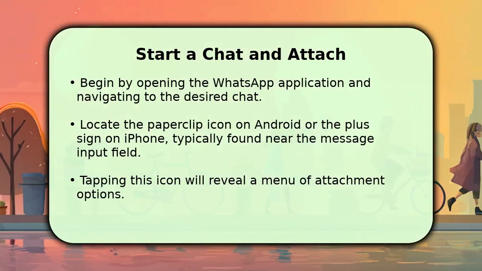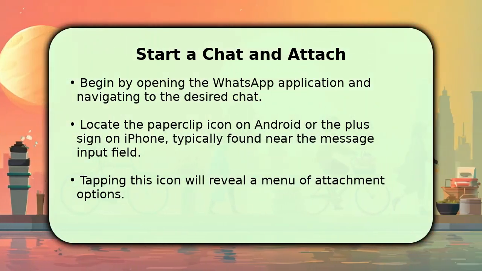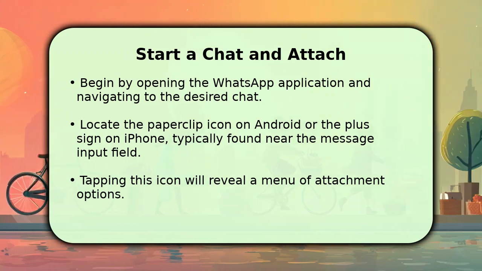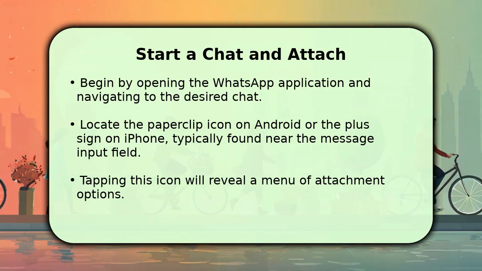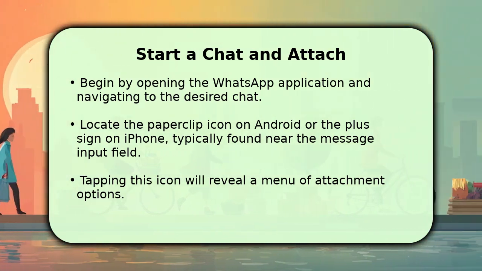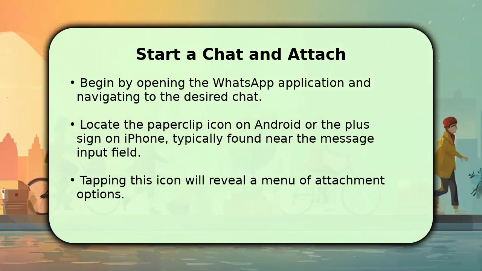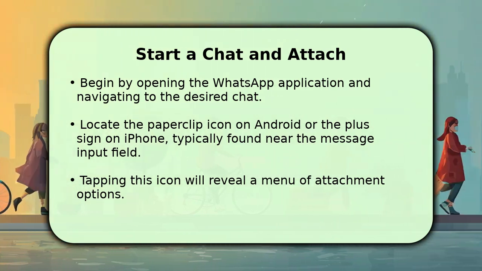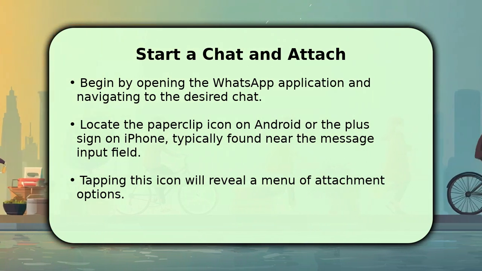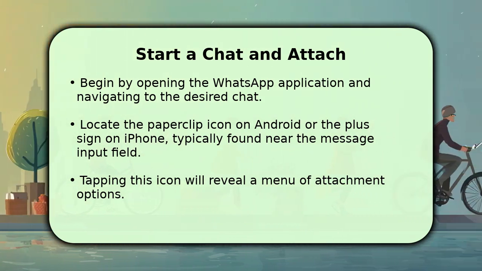Once you have opened WhatsApp, find and tap on the chat where you wish to send your document. Look for the attachment icon, which usually resembles a paperclip on Android phones or a plus symbol on iPhones, located at the bottom of the screen next to the text box. Tapping this icon will bring up a selection of options for the type of media you want to share.